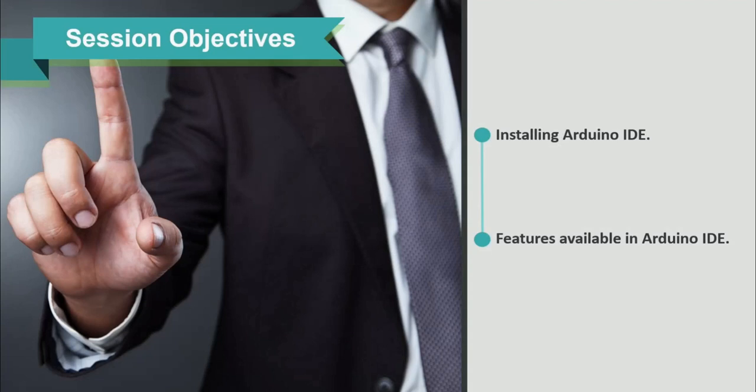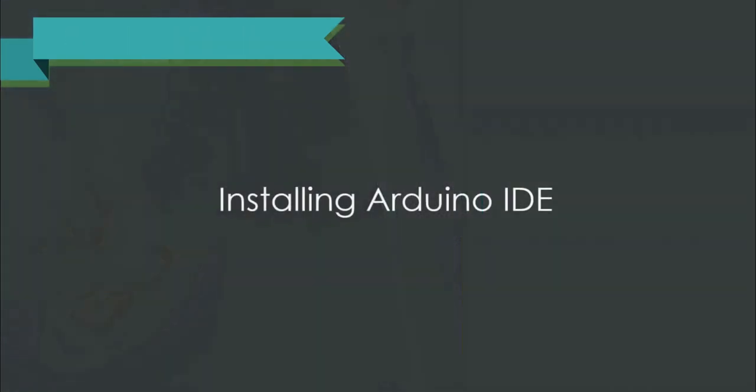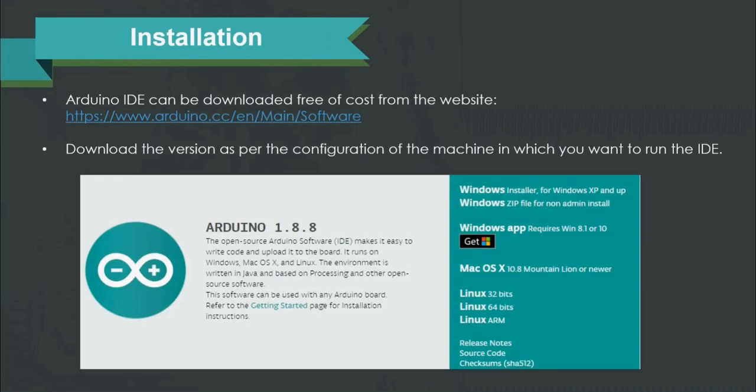Installing Arduino IDE followed by understanding the features supported in Arduino IDE is the session objective. Let's first see the installation of Arduino IDE. You need to go to the website www.arduino.cc/en/main/software. In that, you will get the screen immediately as available in front of you.